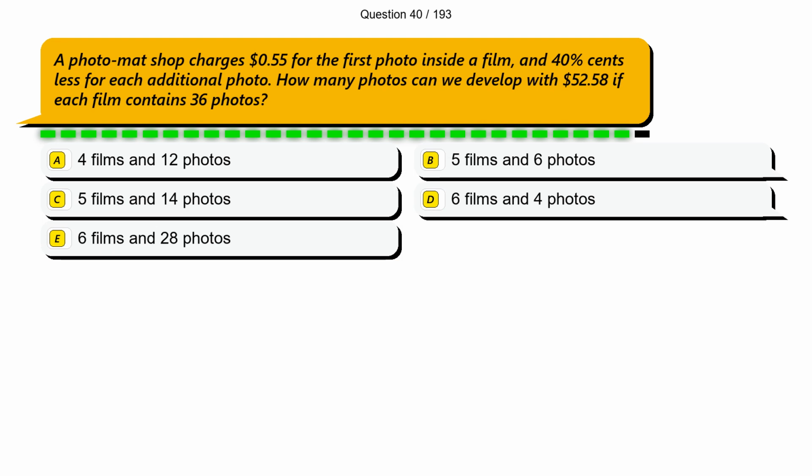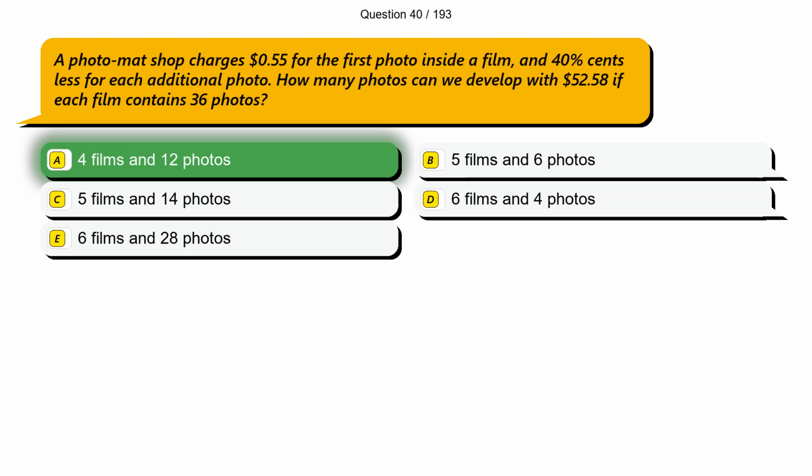Question 40. A photomat shop charges 55 cents for the first photo inside a film, and 40% less for each additional photo. How many photos can we develop with $52.58 if each film contains 36 photos? Option A, 4 films and 12 photos. Option B, 5 films and 6 photos. Option C, 5 films and 14 photos. Option D, 6 films and 4 photos. Option E, 6 films and 28 photos.